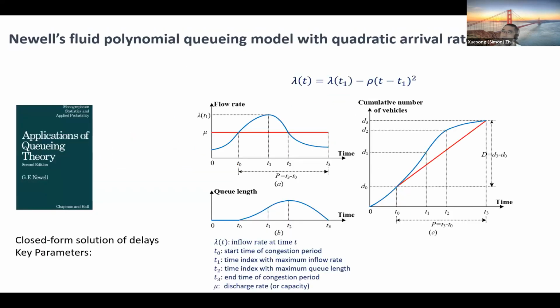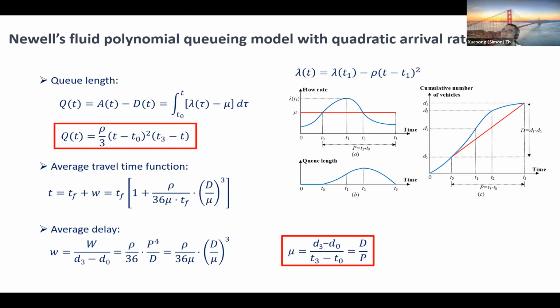I want to just introduce or reintroduce Dr. Gordon Newell's classical textbook published in 1982, Applications of Queueing Theory. He was the first person looking at this polynomial approximation for the arrival rate. So he introduced this quadratic arrival rate, T0 beginning, T2 highest Q, T3 ending of the Q, and then he developed a number of analytical terms from here.